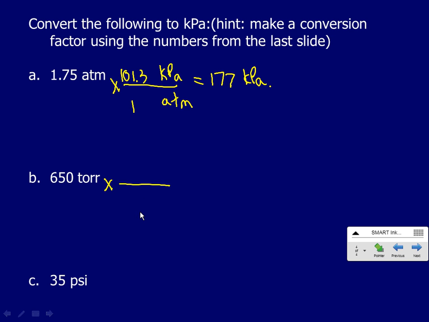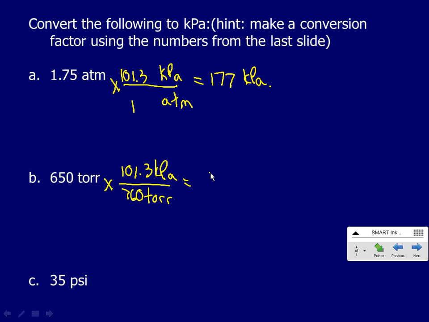I'm really only going to be wanting to turn it into kilopascals because that's the number that's found in many of our equations. So it's always going to be 101.3 kilopascals on the top. What's going to go on the bottom of this one if I want to convert it? Carissa? Yep, 760 torr. Again, 3 significant digits throughout this.